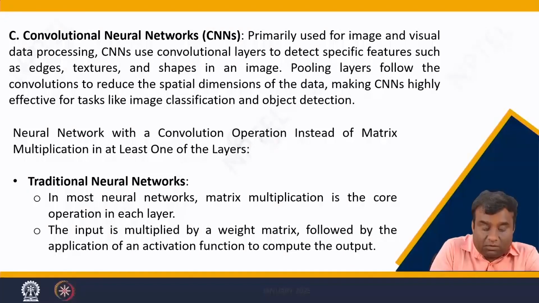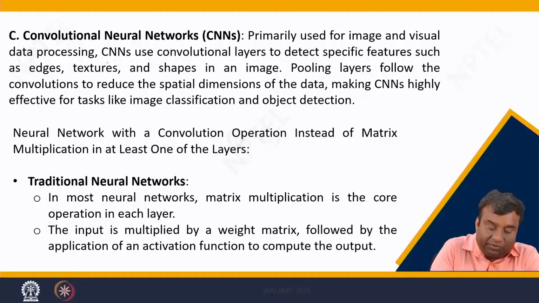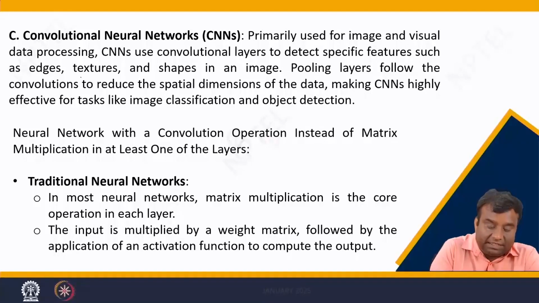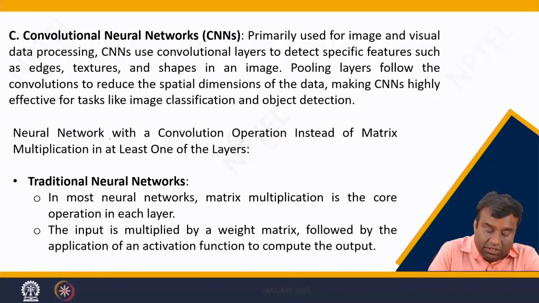The most important one is the convolutional neural networks, that is CNNs. Primarily used for image and visual data processing, CNNs use convolution layers to detect specific features such as edges, textures, and shapes in an image. Pooling layers follow the convolution to reduce the spatial dimensions of the data, making CNNs highly effective for tasks like image classification and object detection. A CNN is a neural network with a convolution operation instead of matrix multiplication in at least one of the layers.